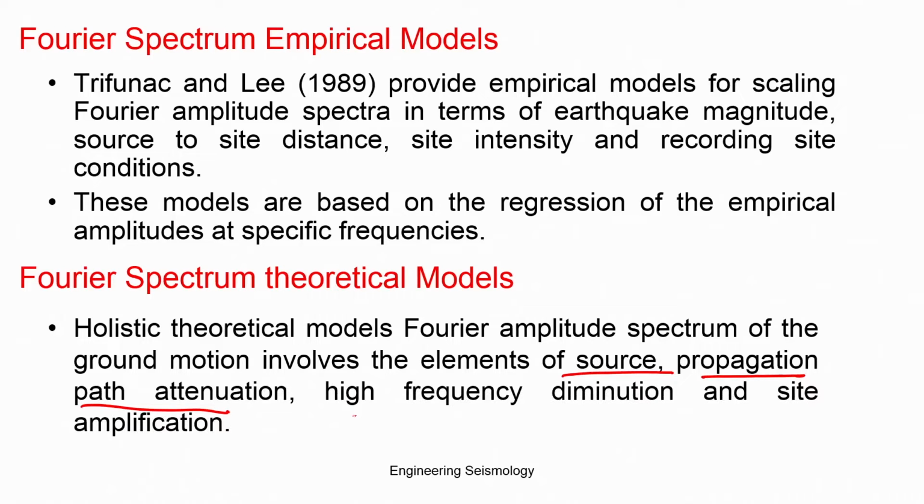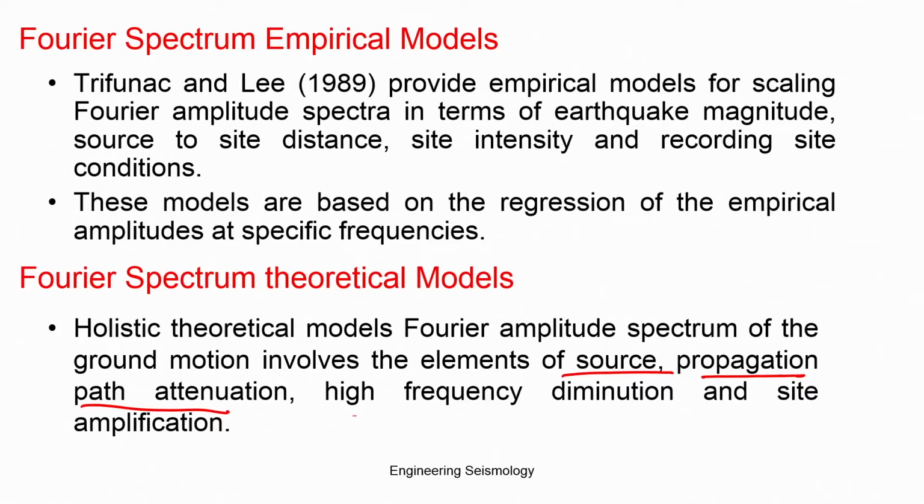So, Trifunac and Lee 1989 provided empirical models for scaling Fourier amplitude spectrum in terms of earthquake magnitude, source to site distance, site intensity and recording site condition. These models are based on the regression of the empirical amplitude of the Fourier spectrum. For the empirical model, basically they took a lot of Fourier amplitude spectra, and then for each frequency they took a component and tried to fit an empirical model to the data; that is a Fourier spectrum empirical model. That model you can use to get a Fourier spectrum in your region if the seismicity and the seismotectonics are similar to the region of the developed data.